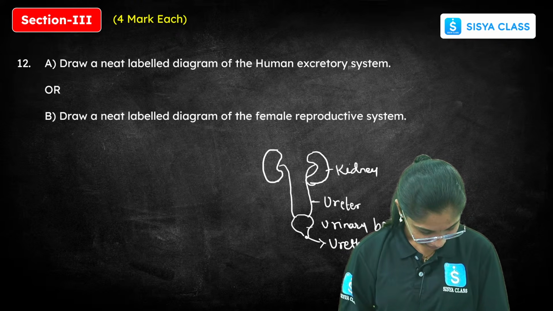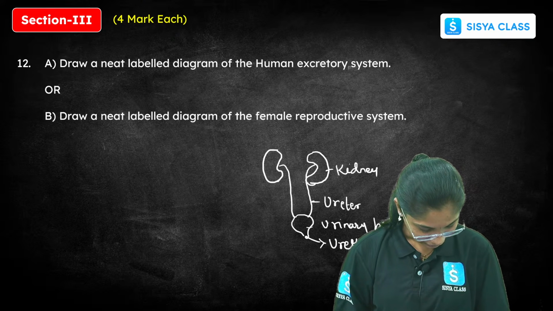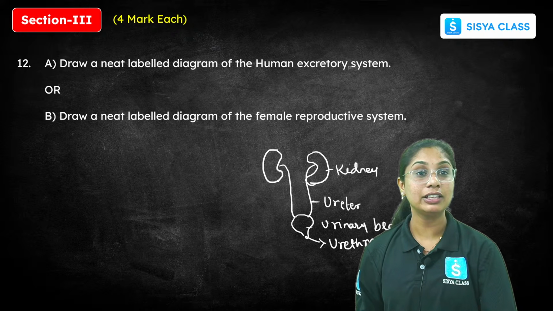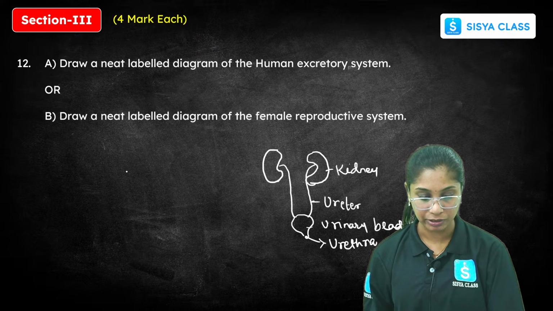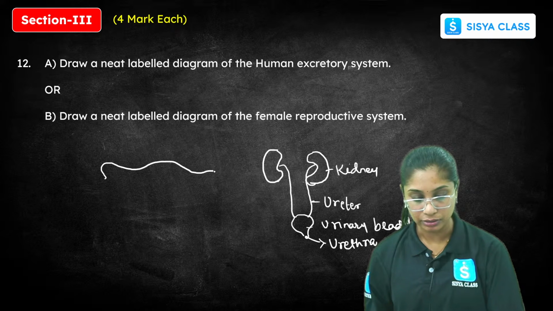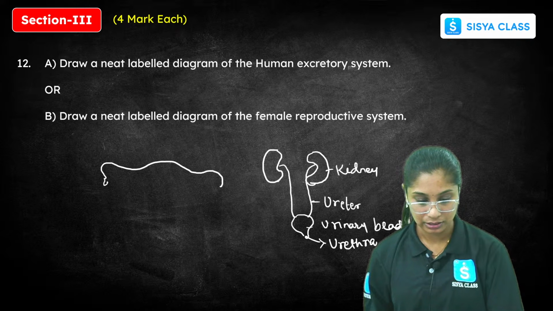So this is a rough diagram of the kidneys, right? Okay, fine. Then coming to the female reproductive system. So here I am drawing a rough diagram of it. Here we have first.